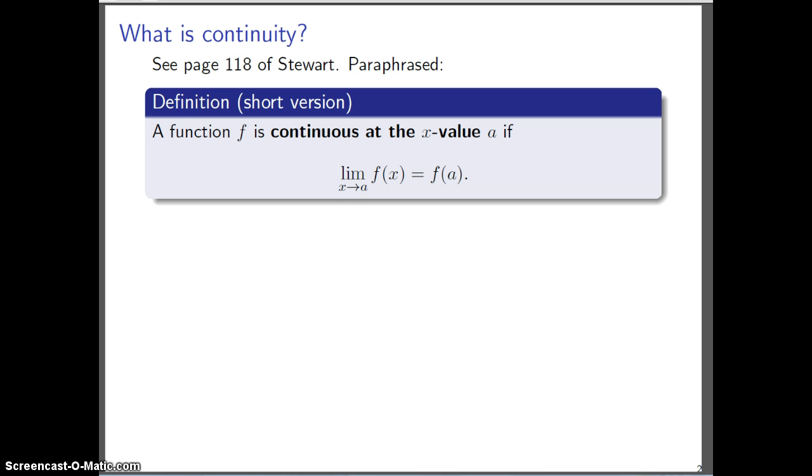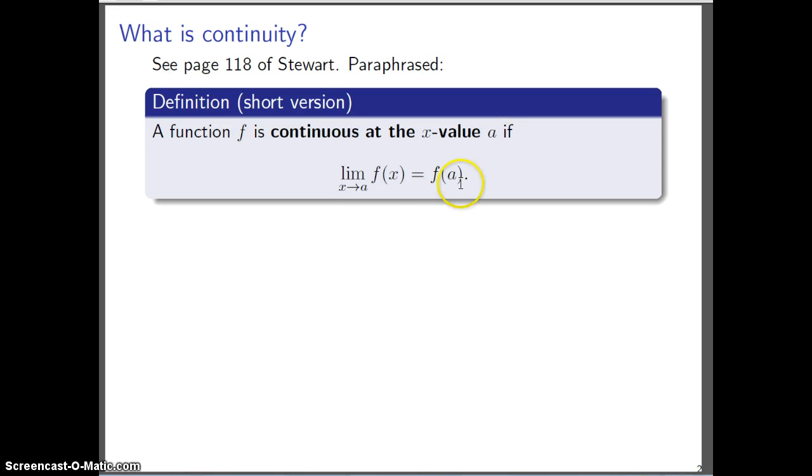So what is continuity? Well, looking at page 118 of the 7th edition of Stewart's Calculus, if you just paraphrase this just a little bit, it says that a function f is continuous at the x value a if this equality right here holds. Now this equality doesn't have to hold in general, so saying that a function is continuous at a specific x value actually means something.